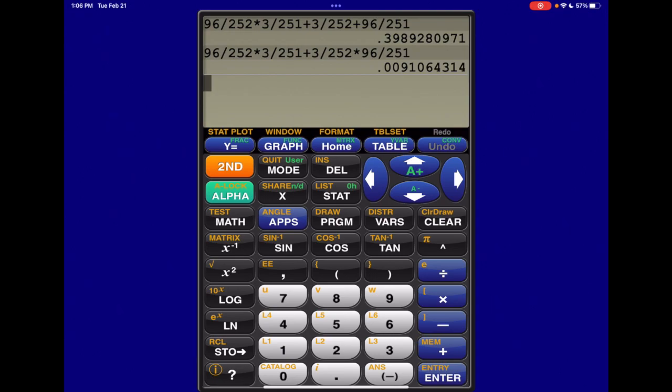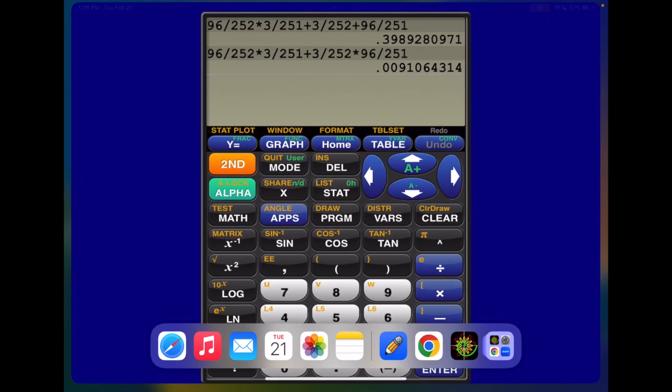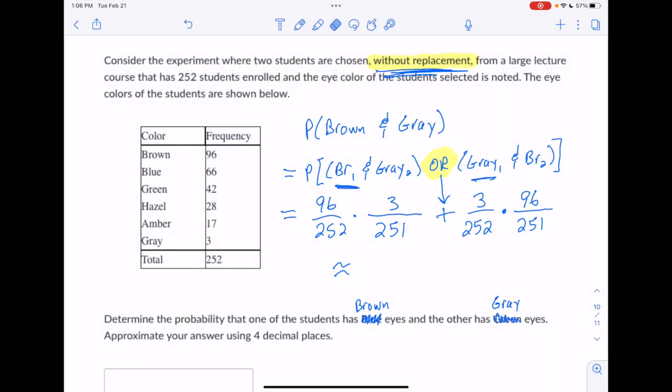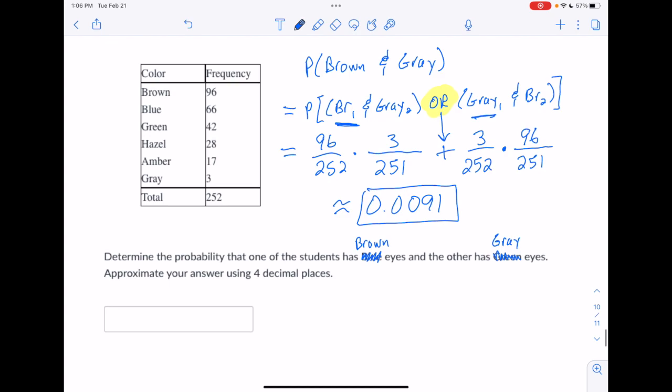So again, each fraction is multiplied together in the pairs, and the first time I entered it in, I did addition instead of multiplication. That fixes that up, and to 4 decimals we get 0.0091. So there's our answer. We can slide down here, put that in the answer box.